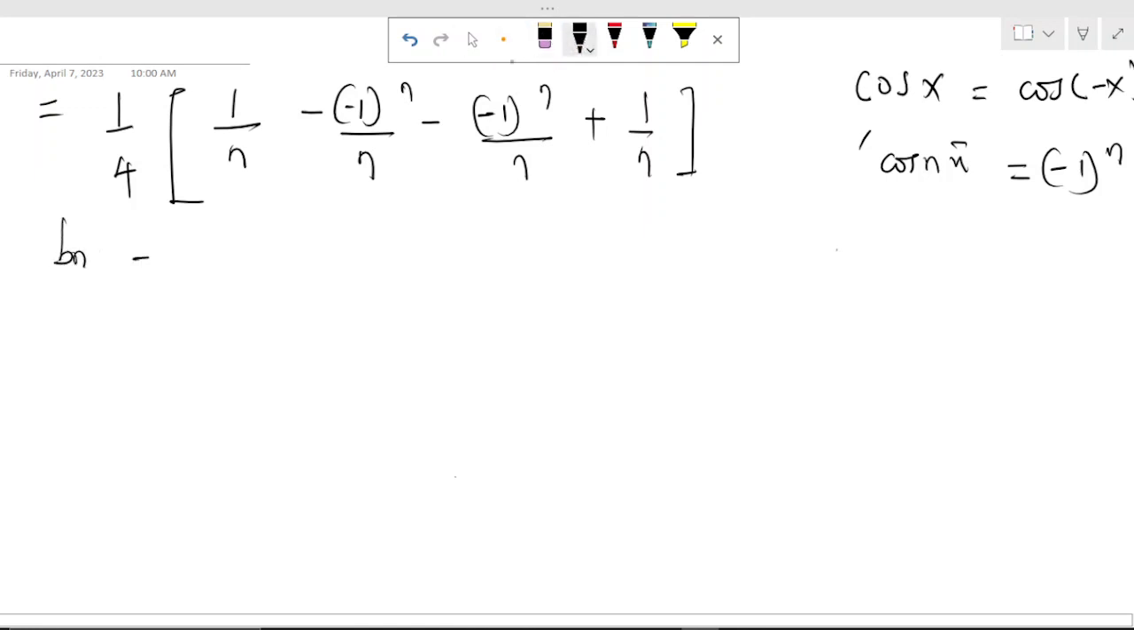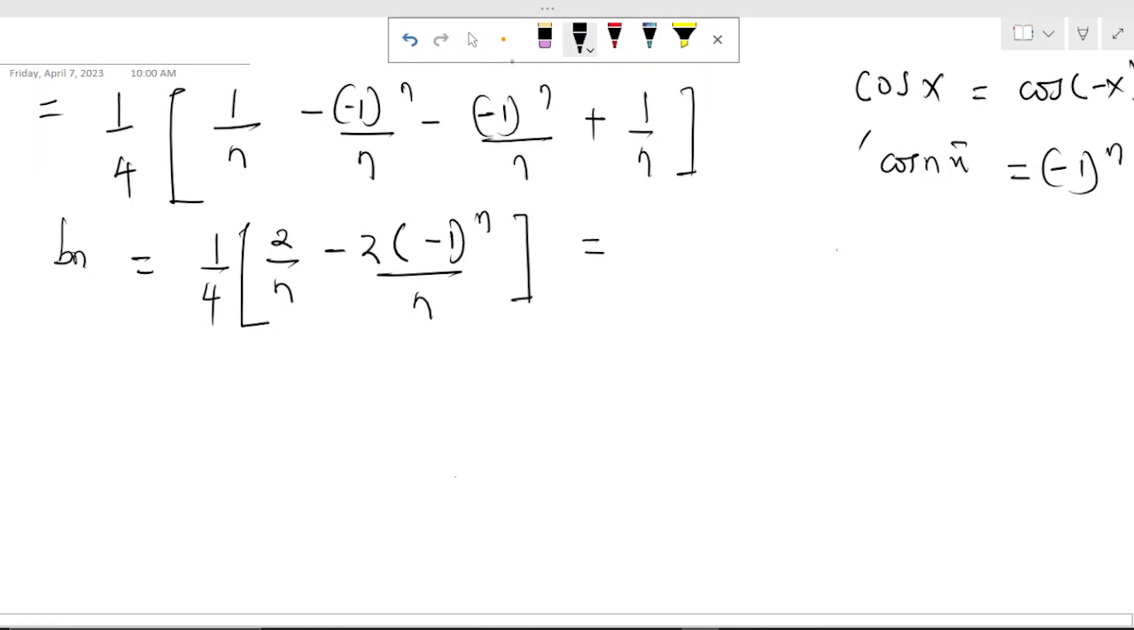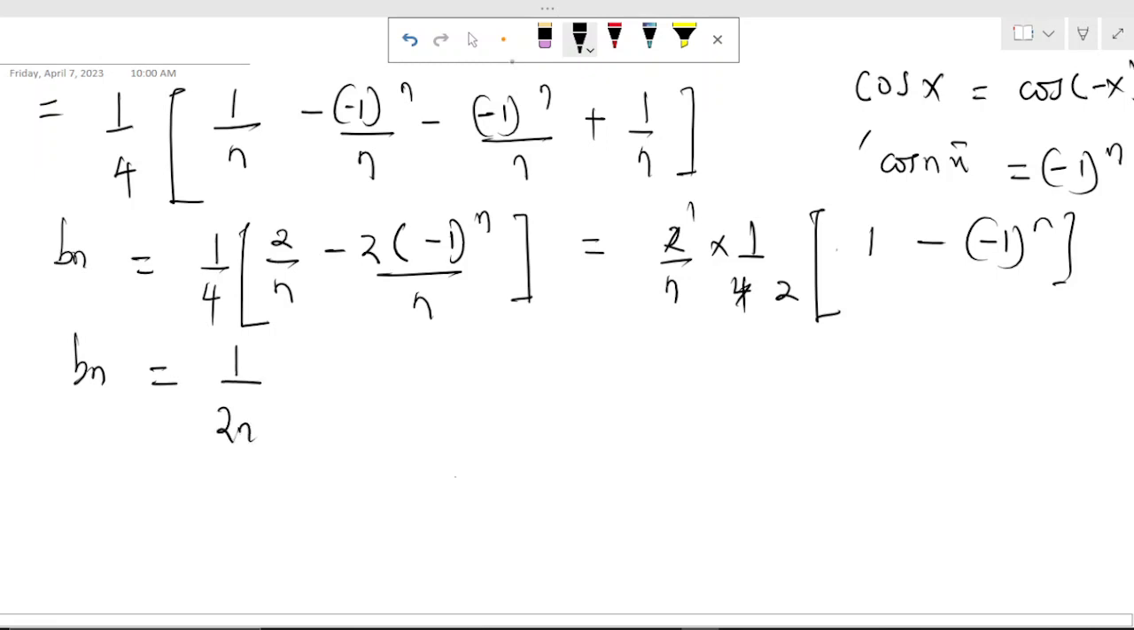So from here, our Bn is equal to 1 over 4. We have 1 plus 1 over n plus 1 over n. That should give us 2 over n. We have minus 1 raised to power n over n, and the same thing here. So we have this minus 2 into bracket minus 1 raised to power n all over n. So we can say that n is common and 2 is common. So let's factor out 2 and n. We have 2 over n times 1 over 4. Then we have 1 minus 1 raised to power n. So Bn now is equal to 1 over 2n, 1 minus 1 raised to power n.